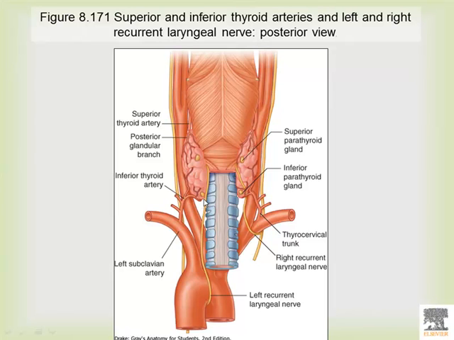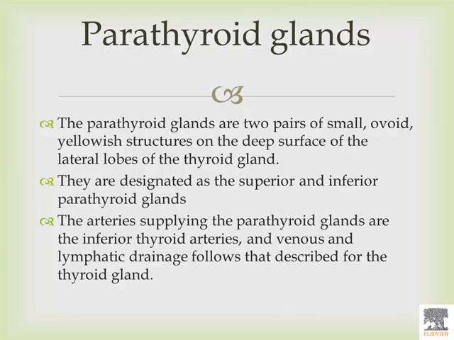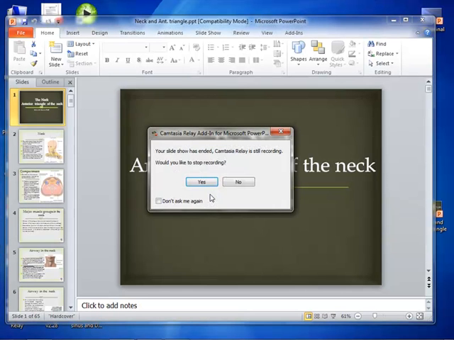And here you have this figure of the parathyroid, the posterior aspect of the trachea, repeated right here, and this is the last slide that talks about the parathyroid glands. And that pretty much concludes today's lecture.